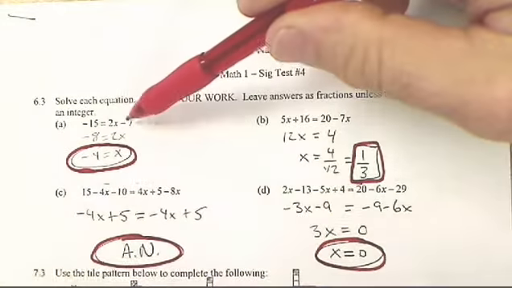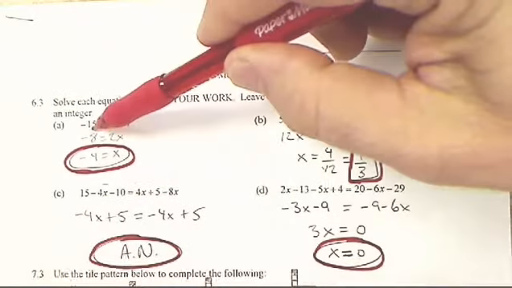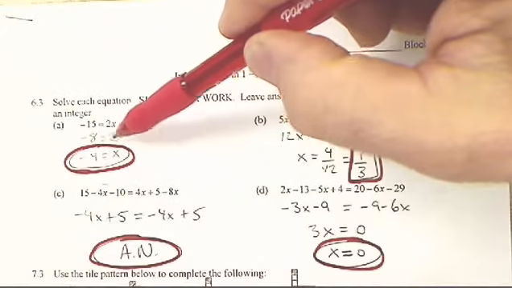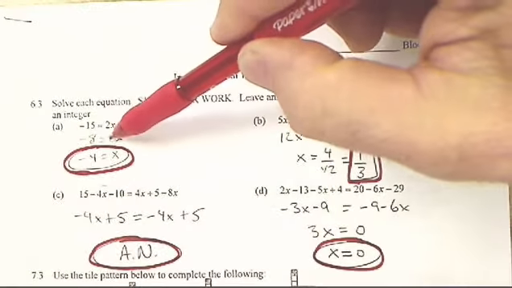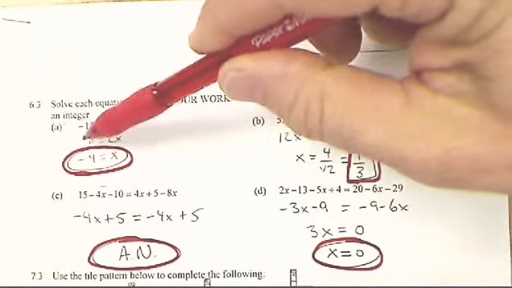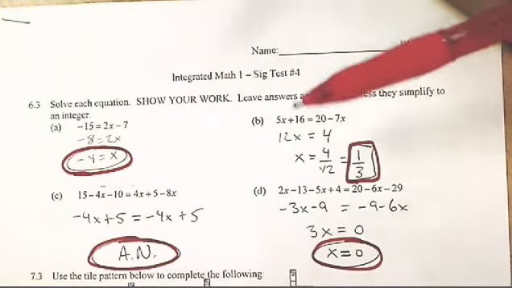You want to get the 2x by itself, so I'd add 7 to both sides, and that's how you end up with a negative 8. You need to get the x by itself, so you divide by 2. Divide by 2, and that's how you get the negative 4.